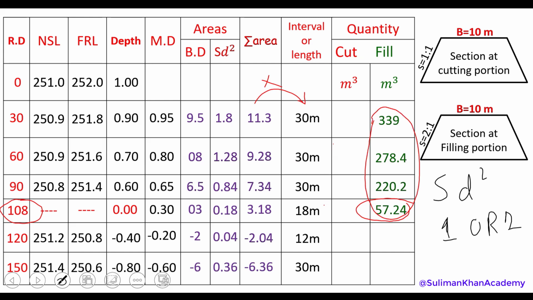After this, we have cutting, which should be just the area times the length, which is 12 meters. And here is one trick: because this is 108, we will subtract 90, so it becomes 18, and that's the interval. And after 108, up to 120, that should be 12 meters. So 12 meters times 2.04, that should be 24. And next, again, we have 30 meters, and the area is 6.36. If we multiply that, we're going to have 190.8 cubic meter, which is the cutting.